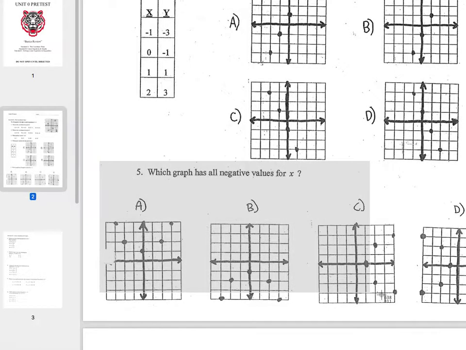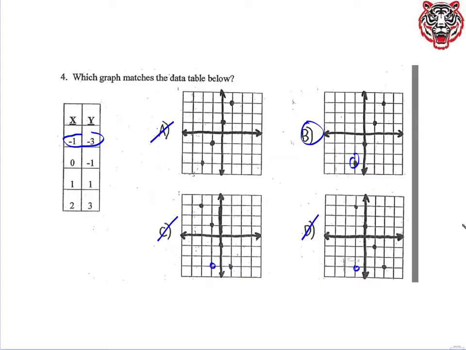So number 4, it's like when you go down 3 and then you move 1. That's what it is, right? So x is saying I go -1, so I go left 1, and y -3 means I go down 3. So this says left 1, down 3. This says left and right 0, down 1, right 1, up 1, right 2, up 3.